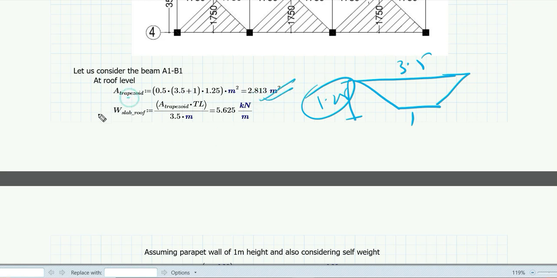And what will be the load from the slab? The load from the slab that is coming to the beam is given by the area into the total load. Area is 2.813. This is the area into the total load. Total load was 7, right? So this much load is coming to this particular beam, right?